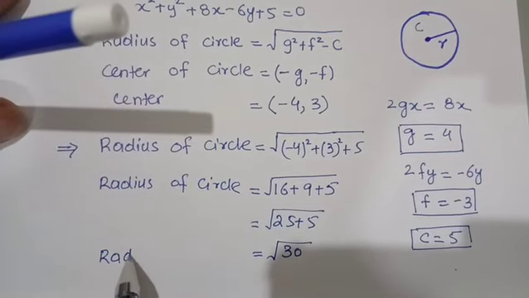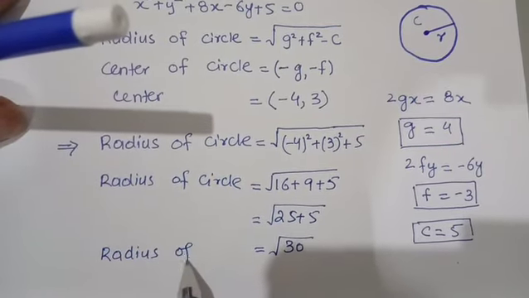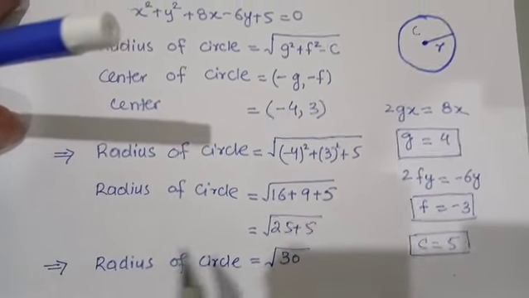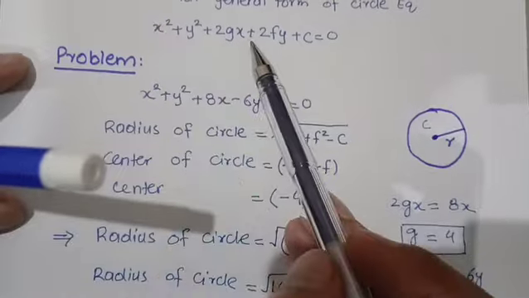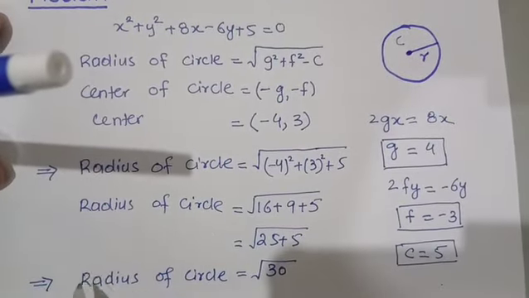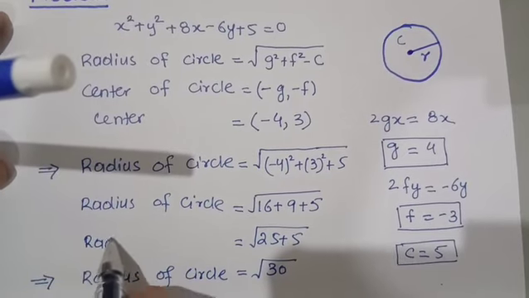So in this way you can find the radius of the circle and the center of the circle from the general equation of the circle by using this formula of the radius of the circle.